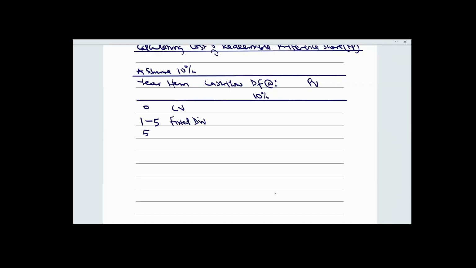Then in the final year, which is year 5, this preference share will be redeemed. So you are going to have redemption value here. Okay.